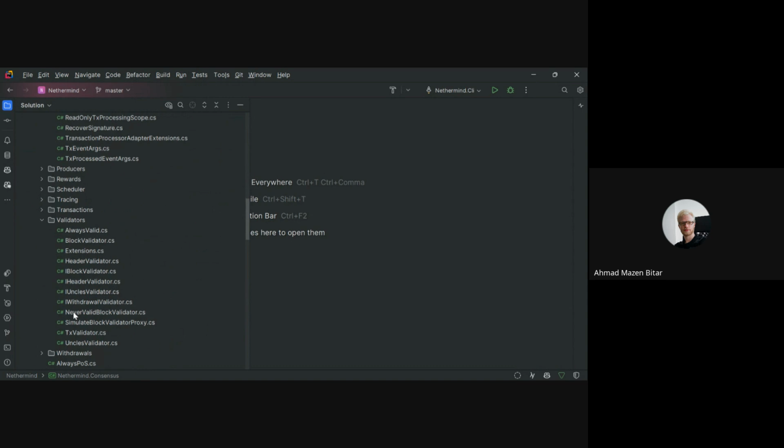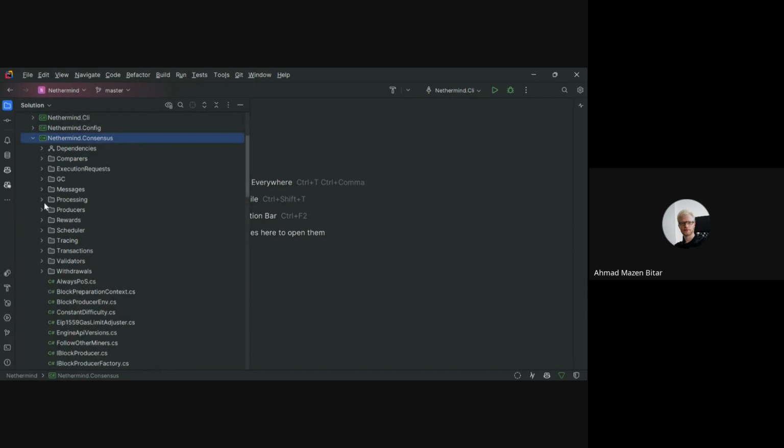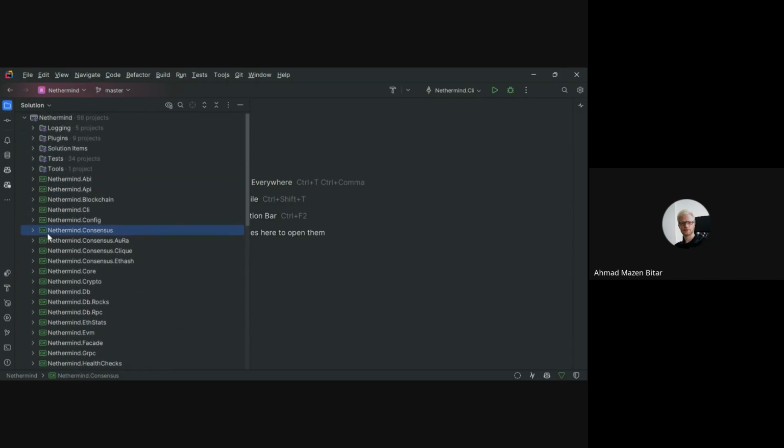Yep, you can find the validators here, with the transaction validator and the executors, all of these. And so this is the consensus. And of course, consensus here has multiple algorithms. Because Nethermind supports multiple algorithms, we support Aura, we support Clique, and we support Ethash, which is deprecated now. Nobody's using this as far as I know.